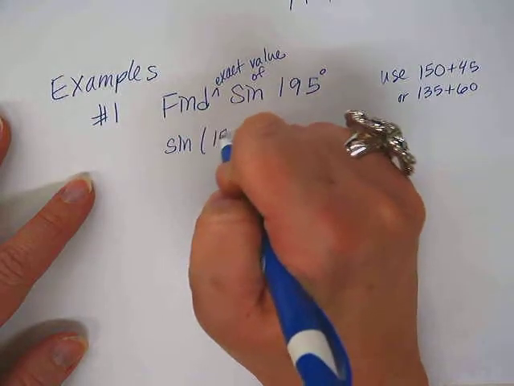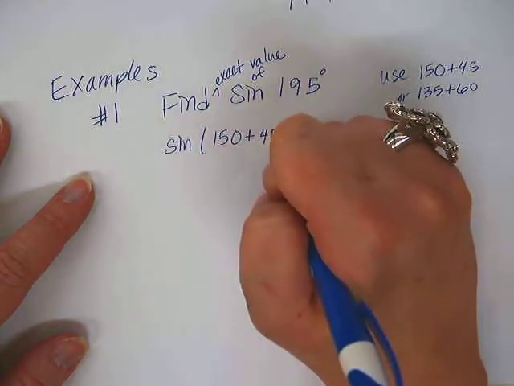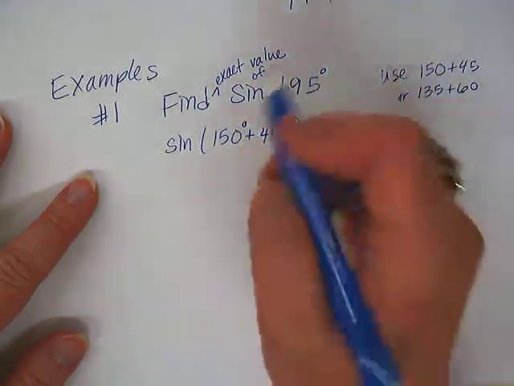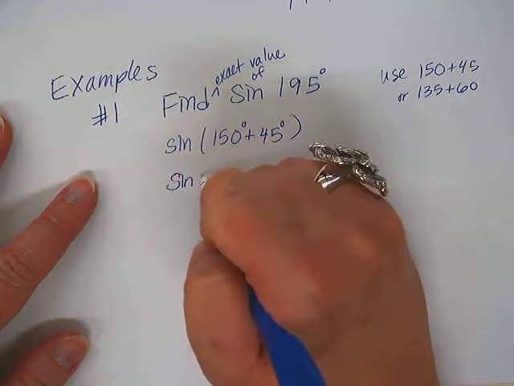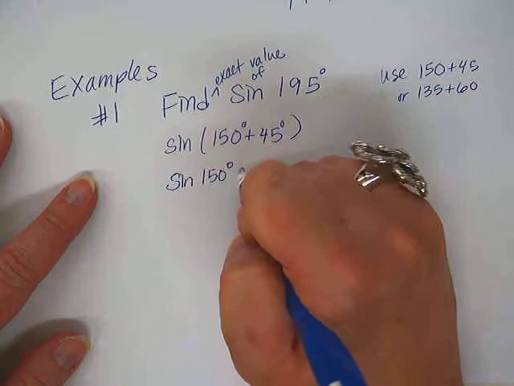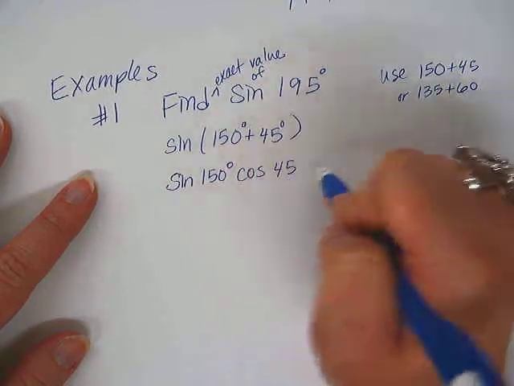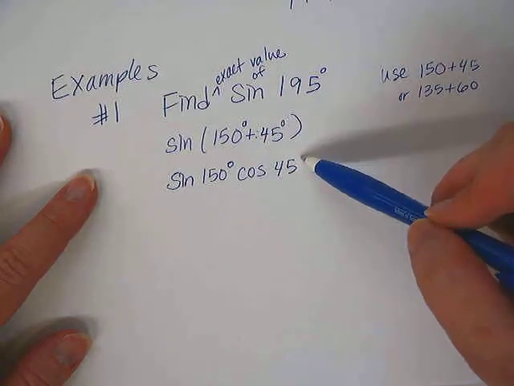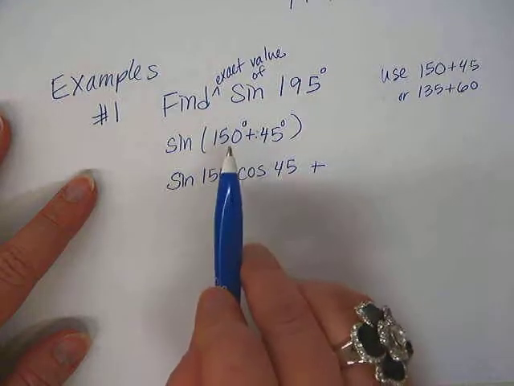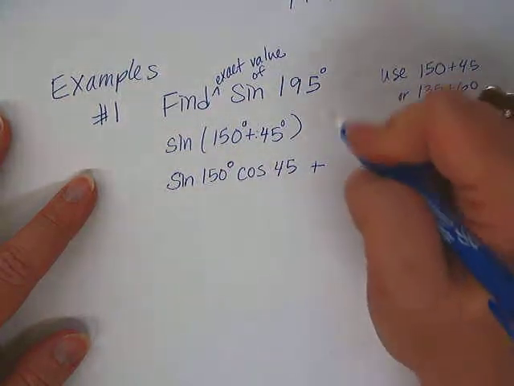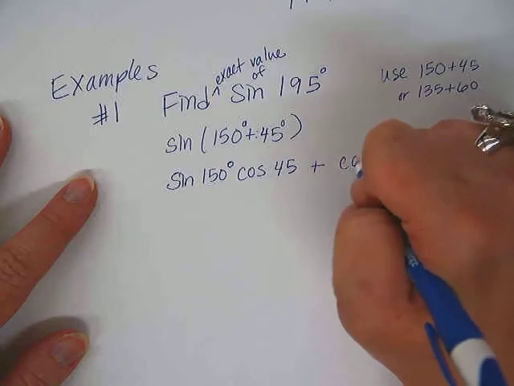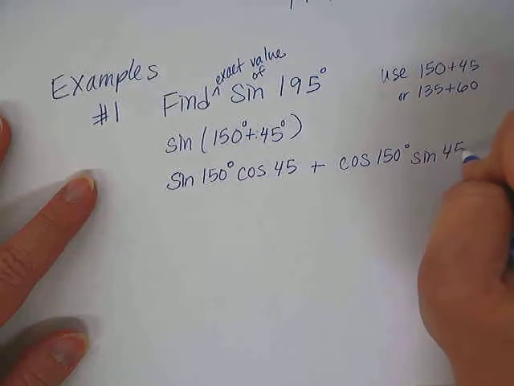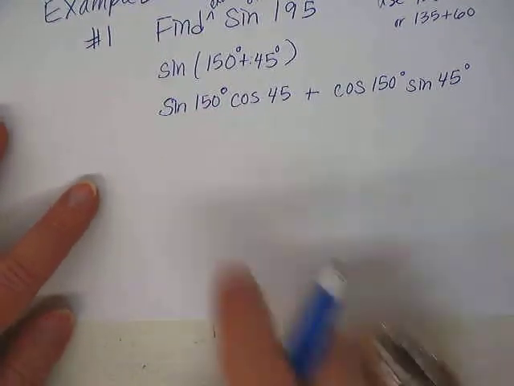Okay, so I'm going to do the sine of 150 plus 45. That means we're using the sum identity. And the sum identity is the sine of alpha, so sine of 150, times the cosine of beta, so times the cosine of 45, plus, there's a difference between the cosine and sine sum and difference identities, is that for sine, the sine actually matches. And then we do cosine alpha, which would be cosine 150 times the sine of 45, sine of beta.